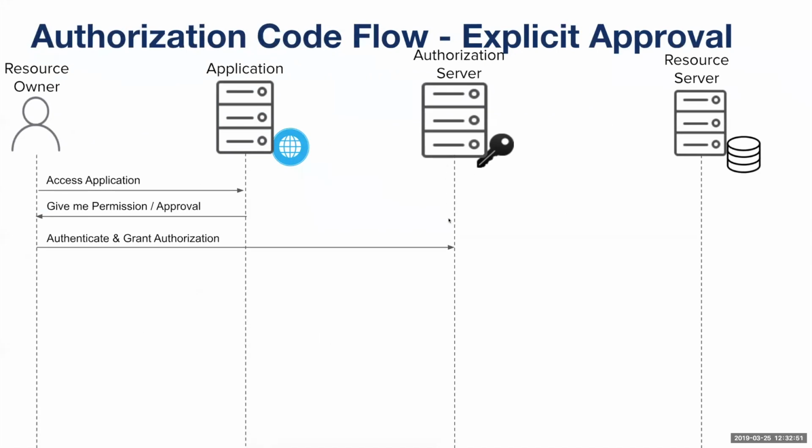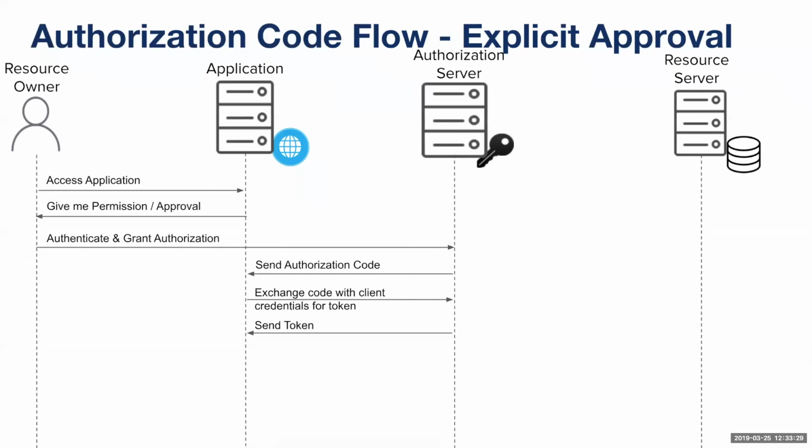And the authorization server, this is an identity provider, right? What it does is, once the user has entered his username and password, it validates that this user exists in my database. It responds to the application with an authorization code. Then the application exchanges that code with the client credentials for a token, and the authorization server sends a token back.